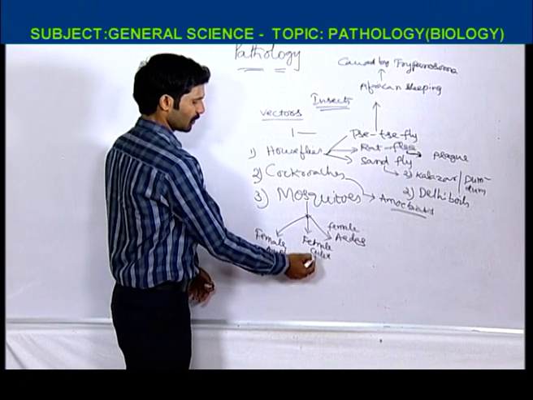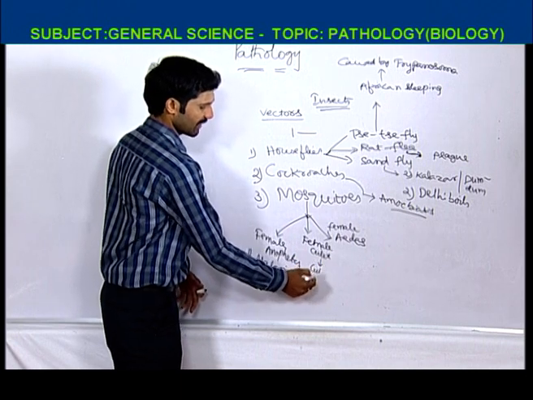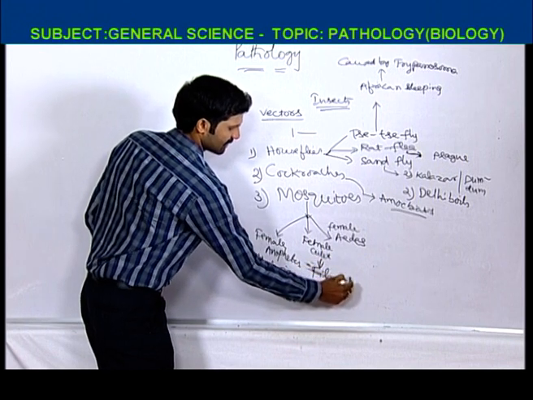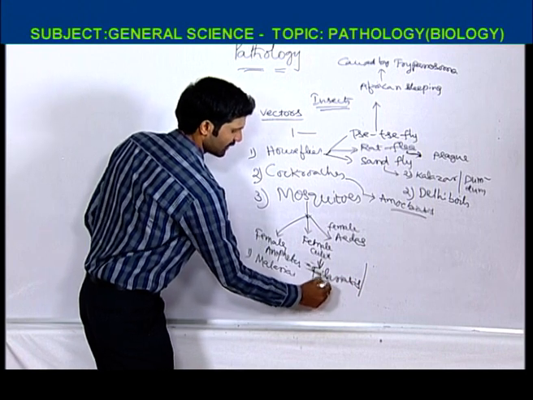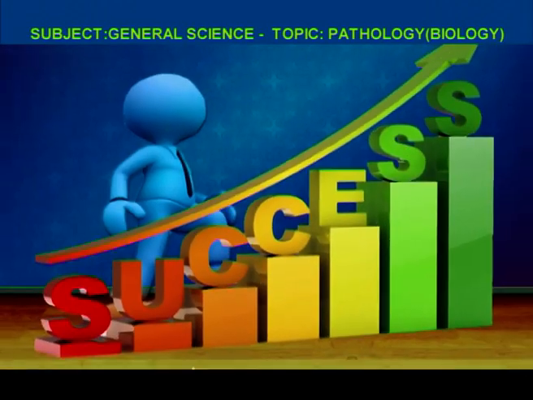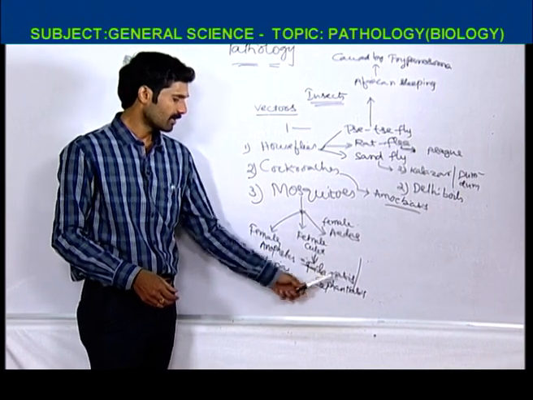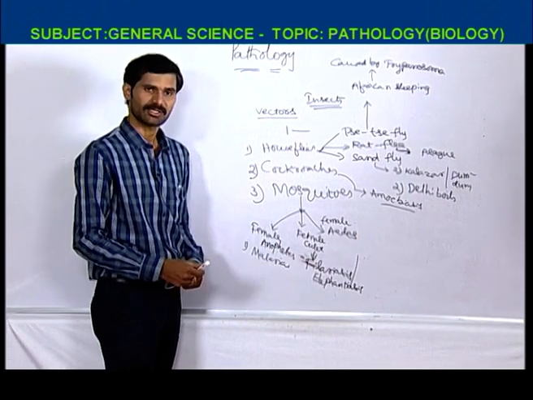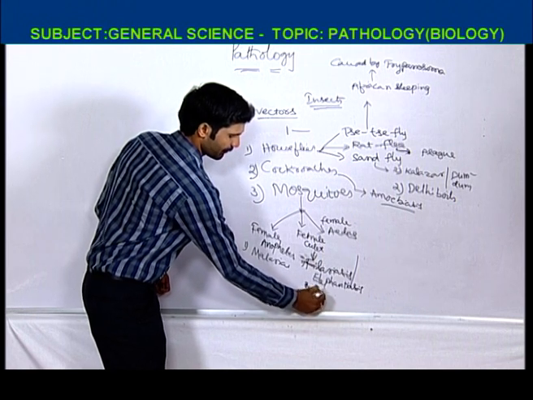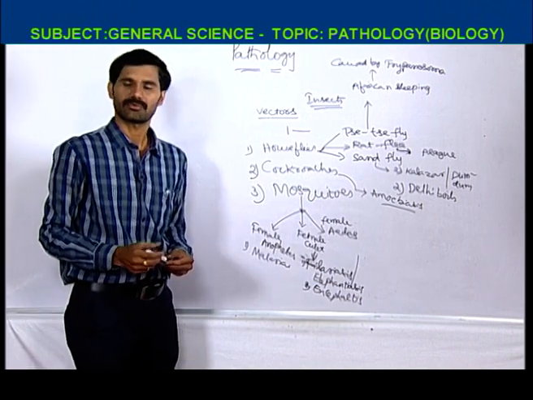And the female Culex mosquito spreads filariasis or elephantiasis. Filariasis or elephantiasis is caused by Wuchereria bancrofti, but it is spread by the female Culex mosquito. And one more disease, encephalitis. For encephalitis, the female Culex mosquito is also the vector.